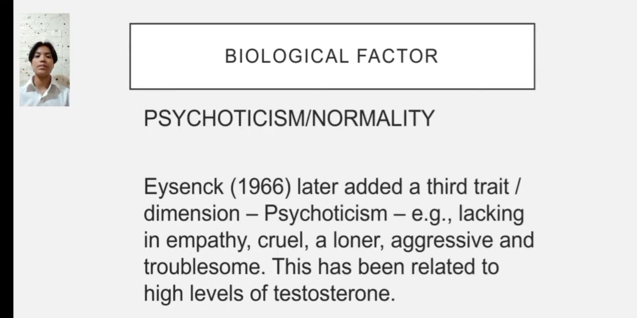Last is psychoticism and normality. Eysenck later added a third trait or third dimension, which is psychoticism. It is the lacking in empathy, cruel, a loner, aggressive, and troublesome. This has been related to levels of testosterone. The higher the testosterone, the higher the level of psychoticism, with low levels related to more normal balanced behavior.